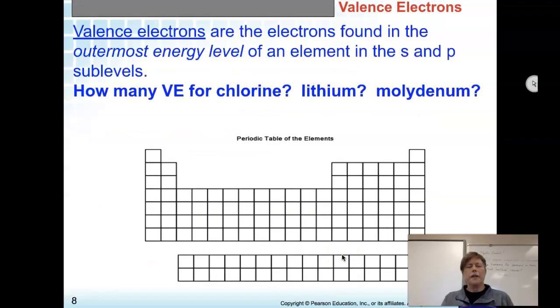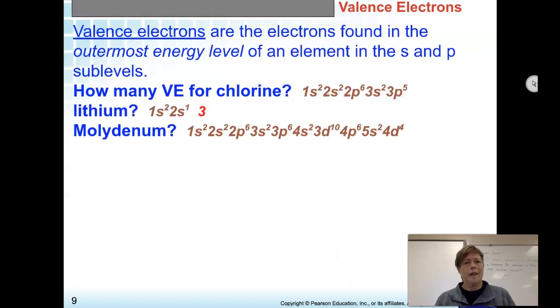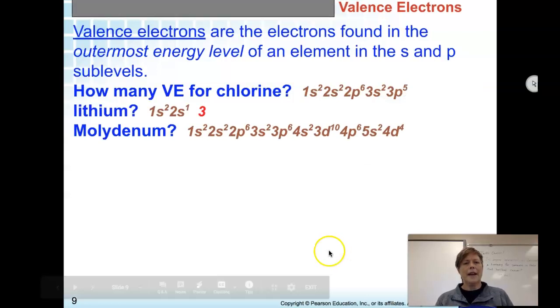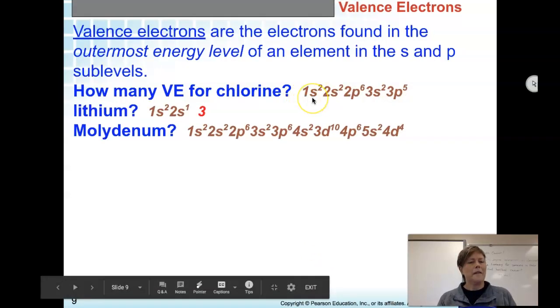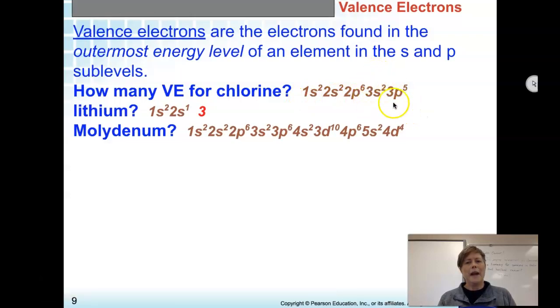So I'd like you to figure out the valence electrons for chlorine, lithium, molybdenum. You can use the shortcut if you'd like. Go ahead, pause the video, and then restart. So you can see that I have written down my electron configurations, and this would be my outermost energy level. 2 plus 5, I have 7 valence electrons for chlorine.